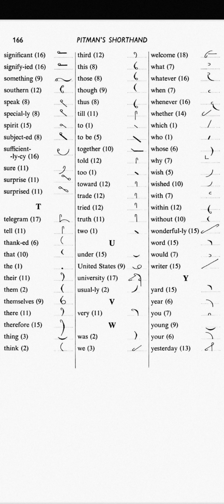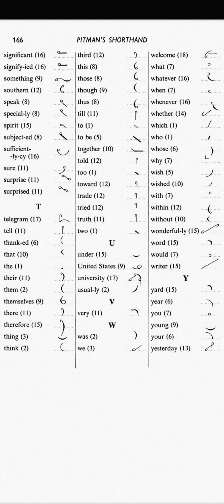Same outline for trade on the line. Same outline above the line for tried. T with R hook on the line for truth. Small tick in the form of B on the line for two. N stroke half deer thickened here on the line for under. N stroke with SES circle on the line for United States. Y stroke on the line, alternative form of VR with S circle with T for university.